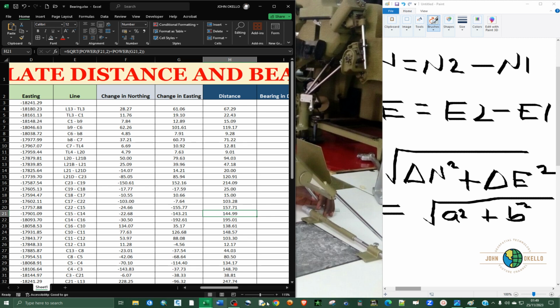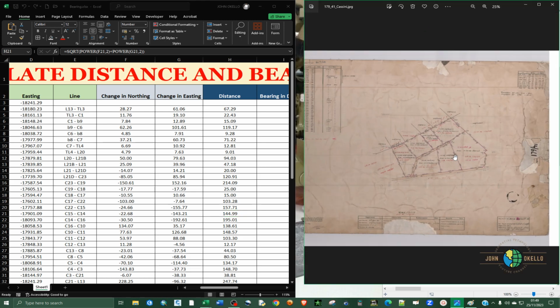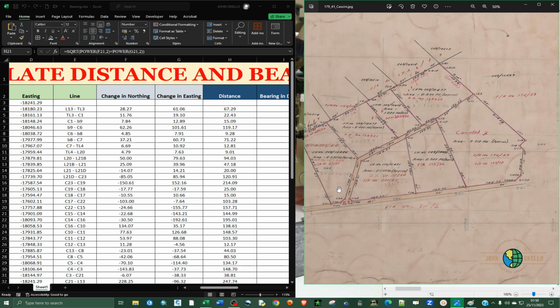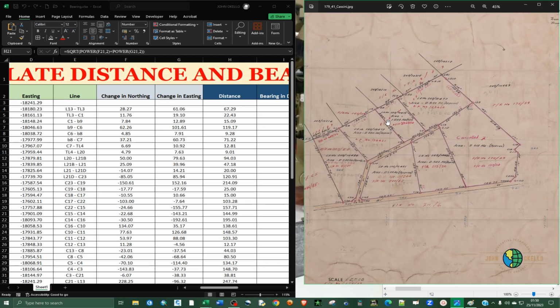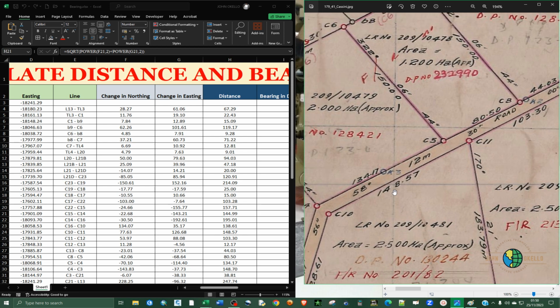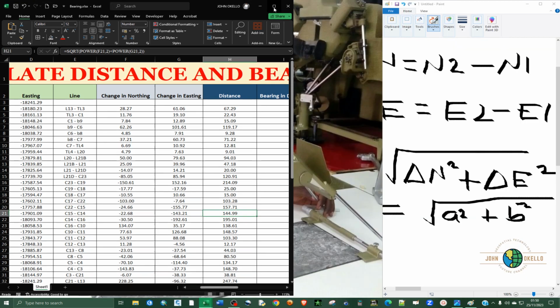Or let us just check for another line. Let's say from C10 to C11. C10 to C11, you can see the distance is 148.57 as per our calculation, and on the survey plan you can see it is 148.57, which is very accurate, perfect.